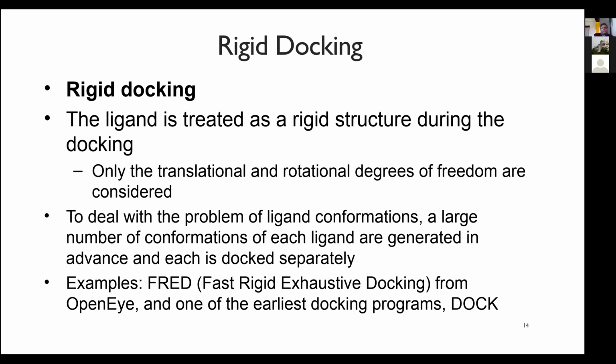Okay, so to deal with this problem, what we can do is, instead of conformational sampling of the ligand inside the active site, you generate a large number of conformations of the ligands and then perform docking while considering it as a rigid entity. Now, this has its advantage because among all the types of docking, this is quite rapid, it's quite quick. And one example is FRED, which is fast rigid exhaustive docking algorithm implemented in a software called OpenEye. And also DOCK, one of the earliest docking programs, employs this method.